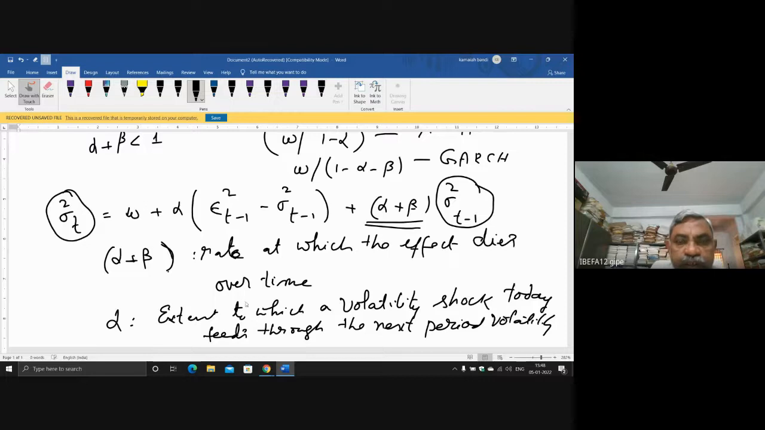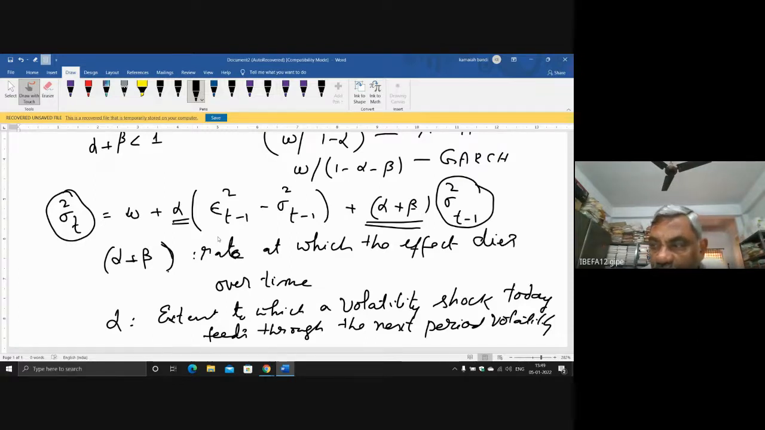So this gives you a measure of the extent to which the volatility shock today, if you take the previous shock, influences the current shock. If you take the current shock, how it feeds the future shock, that is the next period shock. So this is the meaning of these two.